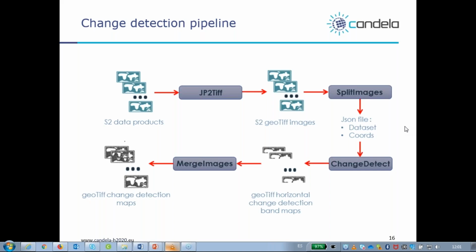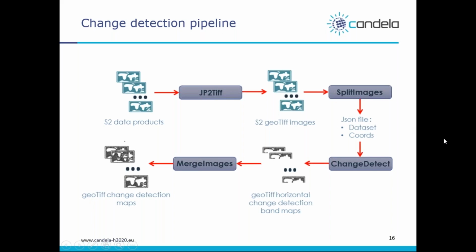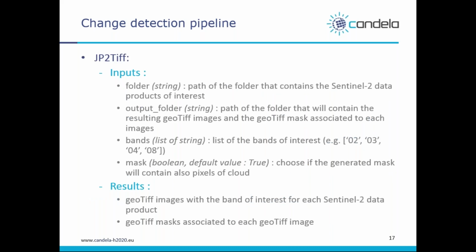Then the actual change detection module, which is going to apply some deep learning algorithms to compute the changes between pairs of co-registered images. And finally, one module which is simply doing the merge of the sub results produced by previous steps in order to recover a whole change detection map on the initial area of interest. So you can change the slide.